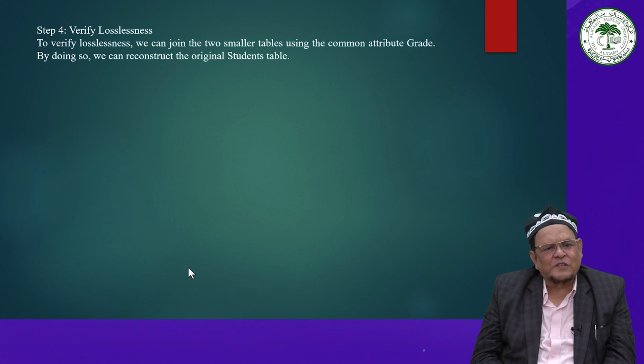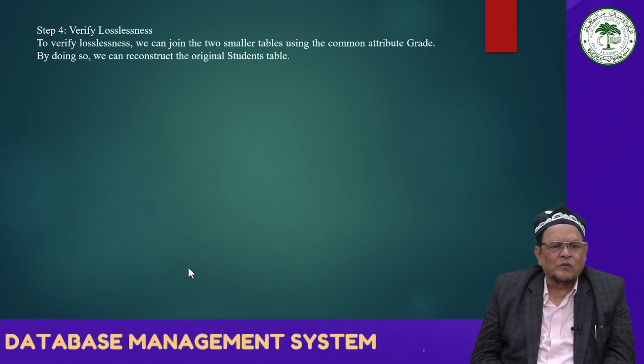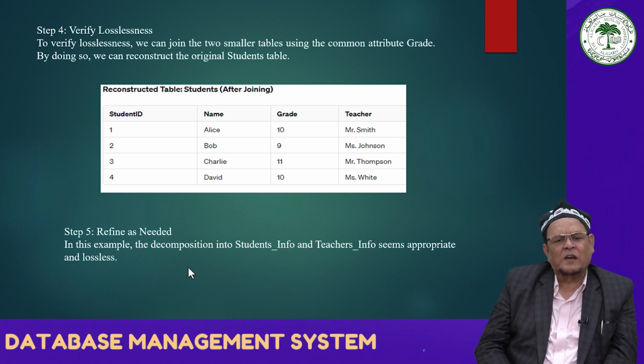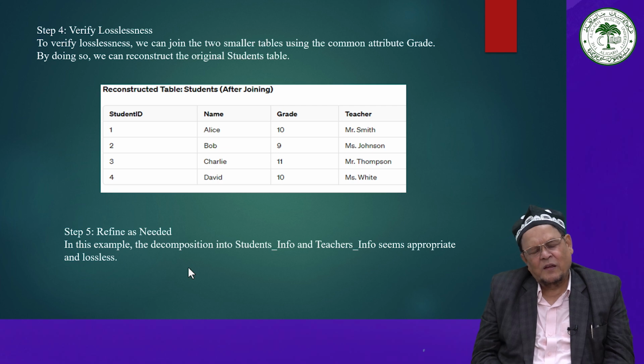Fourth step, as I have discussed, verify lossless. To verify lossless, we join the two smaller tables using the common attributes. By doing so, we can reconstruct the original here. So we are able to get the same. The fifth step, refine as needed. In this example, the decomposition into student information and teacher information seems appropriate and lossless by applying all three steps.